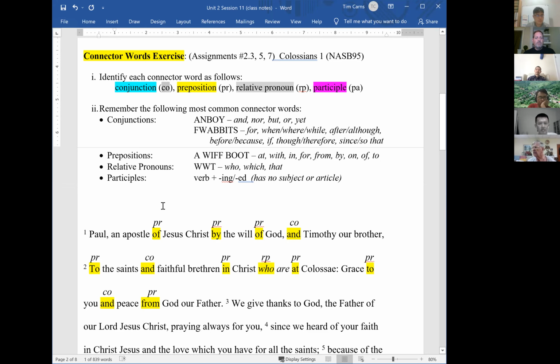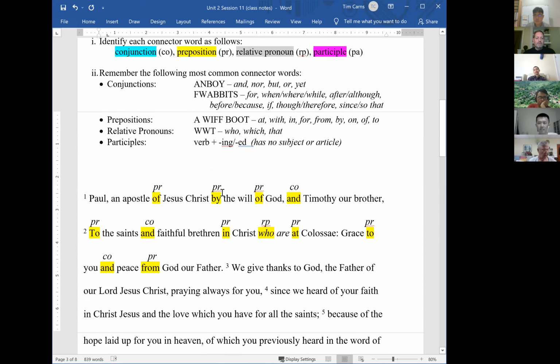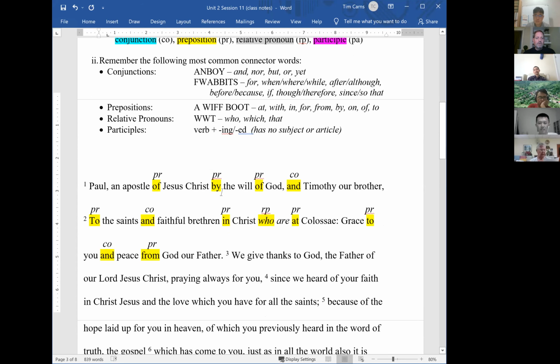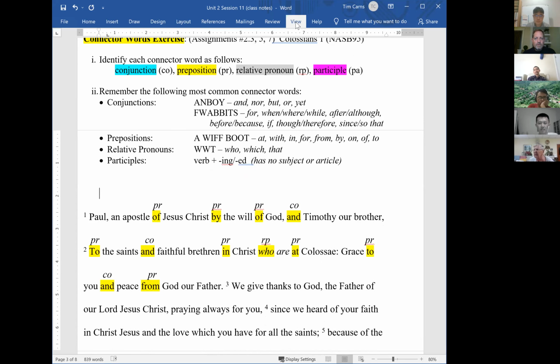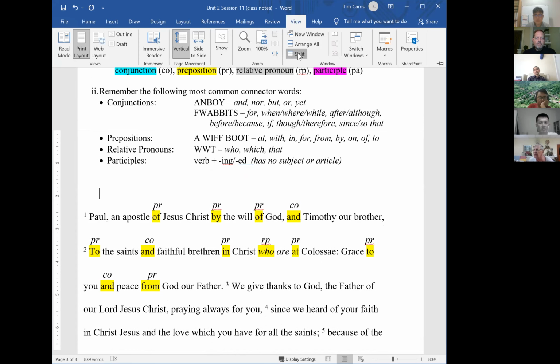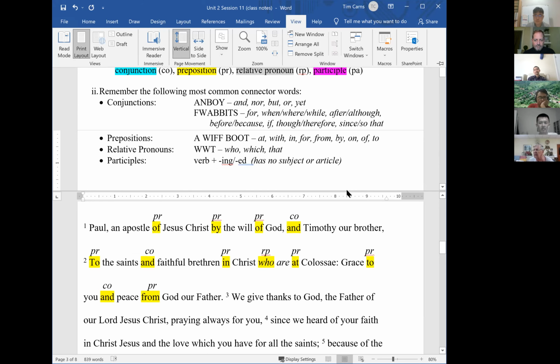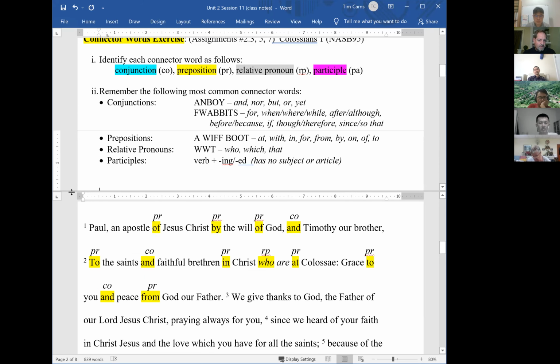A conjunction, I'll put a CO over it. A preposition, I'll put a PR above it. Relative pronoun, RP. And the participle, I'll put PA. And then I'll also highlight it just to make it clear. I did this for the first couple of verses just to give you an idea of the example. Let me split the screen here to do this. All right, so I'm going to keep those.